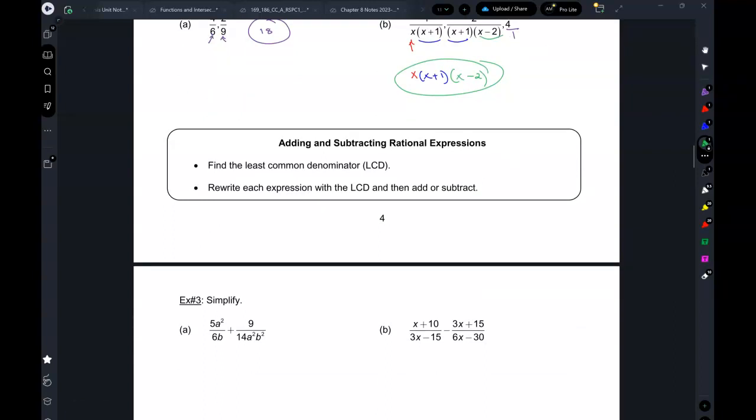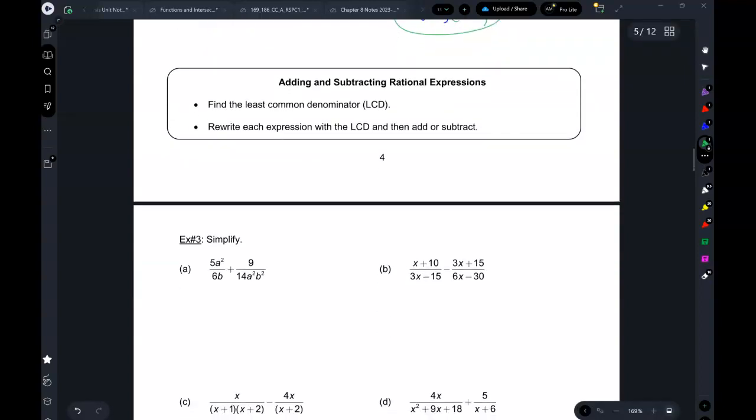All right, so to add and subtract rational expressions, the first step is to find the LCD. Once we've done that, we have to now rewrite each expression with the LCD. Okay, we have to make common denominators.